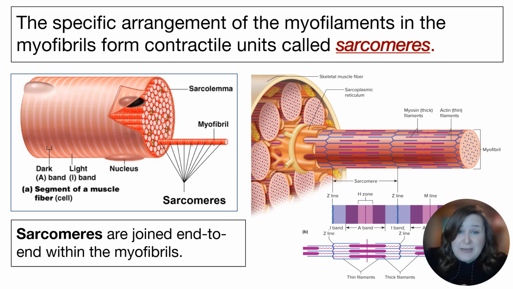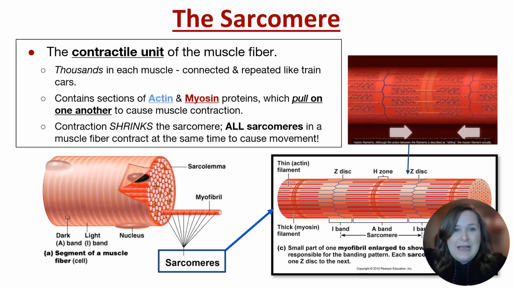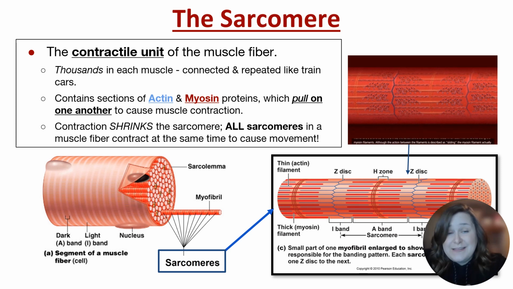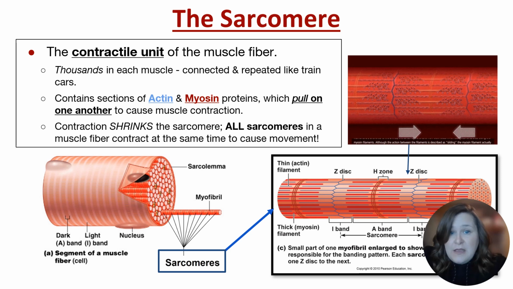So the specific arrangement of the myofilaments in the myofibrils form contractile units, and we call these sarcomeres. These sarcomeres are going to be joined end to end within the myofibrils. So let's look at this a little bit more closely. So again, the sarcomere is going to be this contractile unit of the muscle fiber. There's going to be thousands in each muscle. They're going to be connected and they're going to be repeated kind of like little train cars. They're going to contain sections of actin and myosin proteins. These are going to pull on each other and cause muscle contraction.